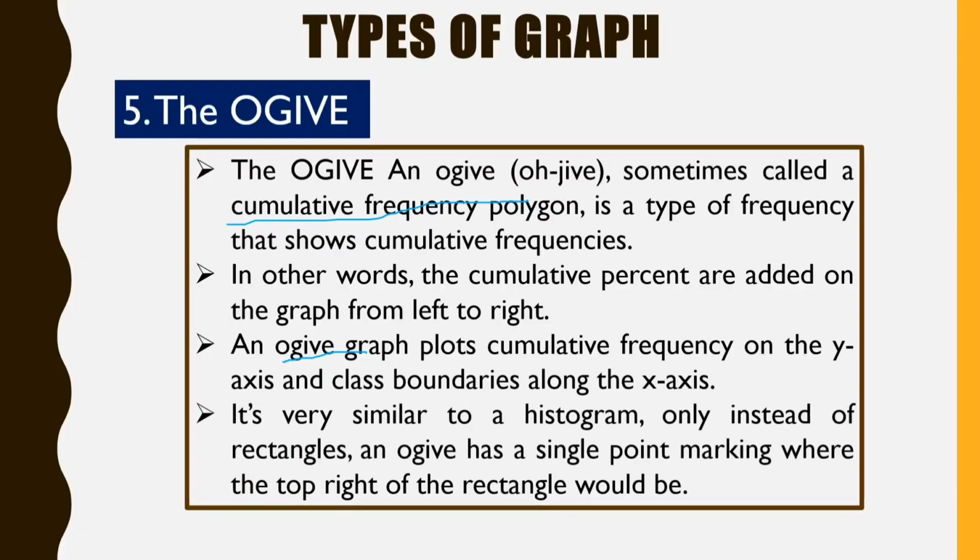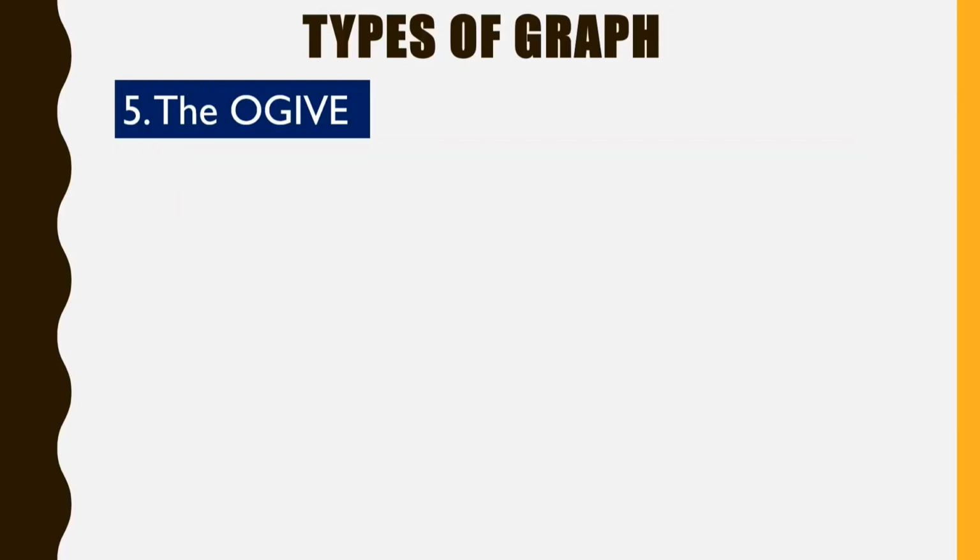It's very similar to a histogram, only instead of rectangles, an ogive has a single point marking where the top right of the rectangle would be. So they are similar. An ogive is similar to a histogram. The only difference is that the histogram uses rectangles, and the ogive uses points.